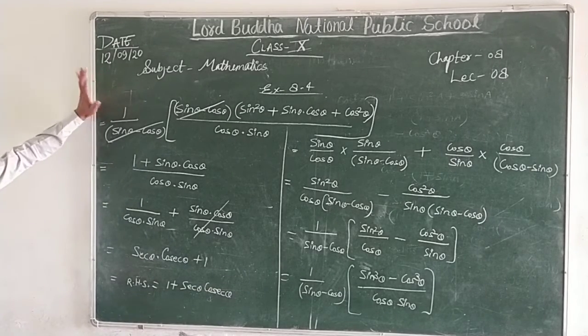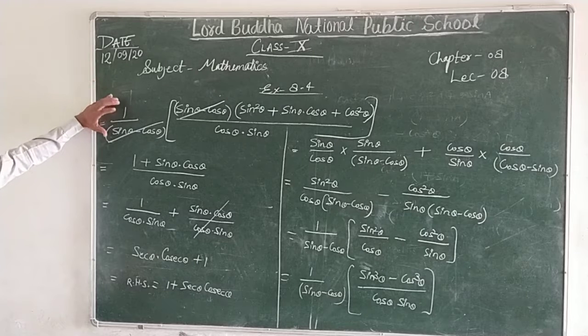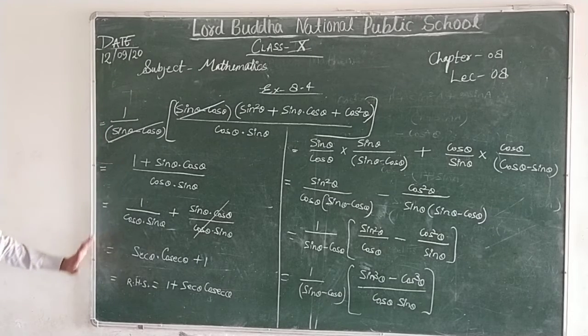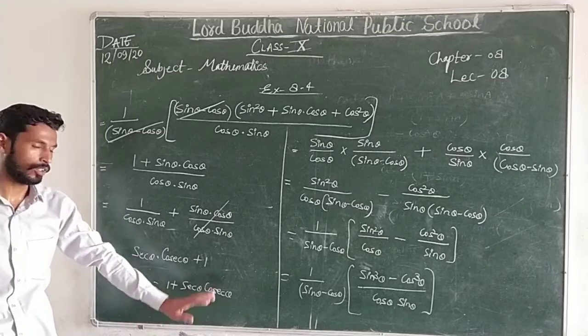So we can see here by taking the left hand side we can prove the right hand side, which is 1 plus sec theta into cosec theta.